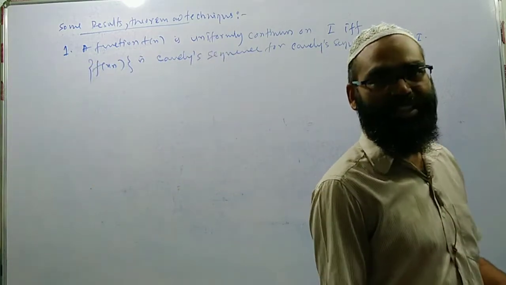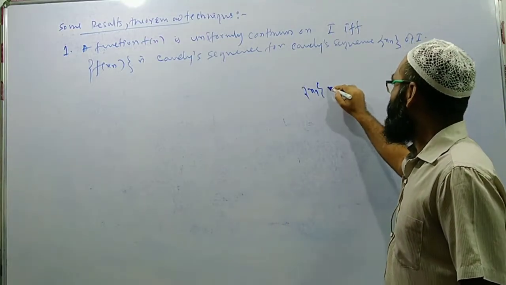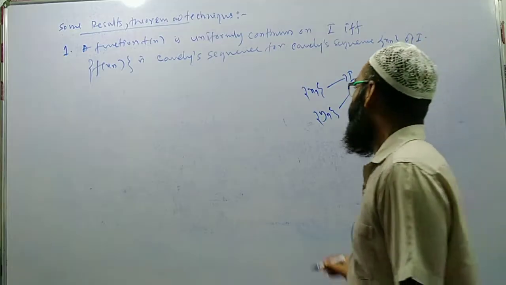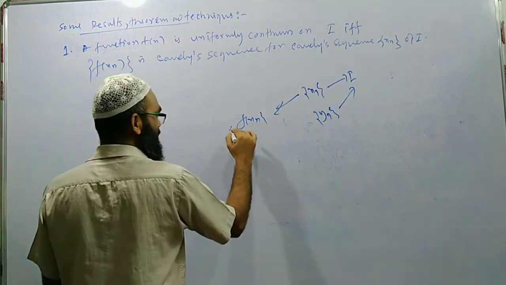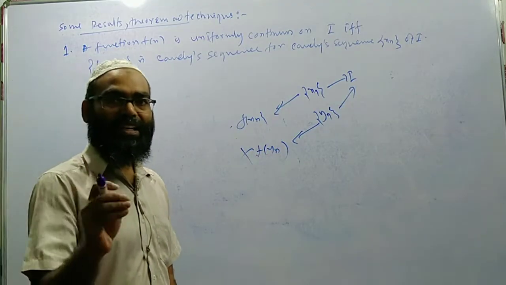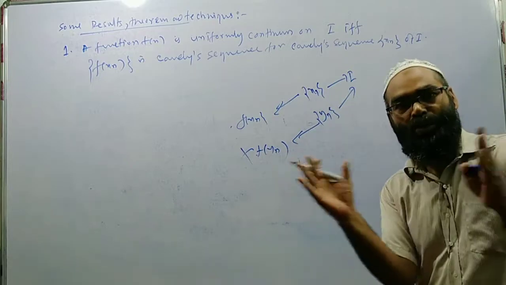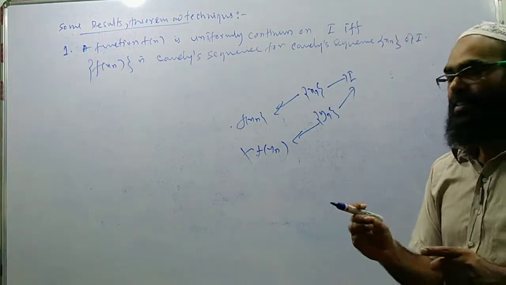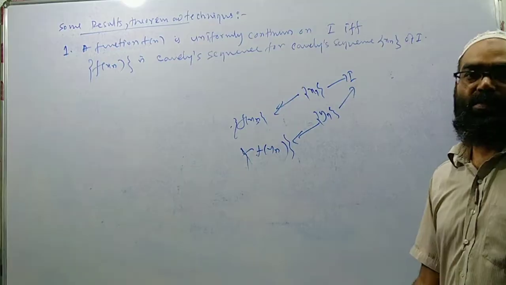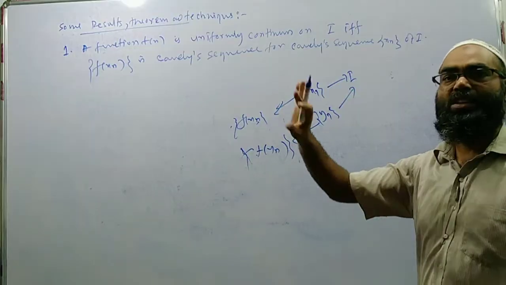So from this theorem, it is clear that if xn is a Cauchy sequence from I, yn is also a Cauchy sequence from I, and f(xn) is a Cauchy sequence but f(yn) is not a Cauchy sequence, observe the language of the condition, then we can confidently conclude that the function f(x) is not uniformly continuous on I.